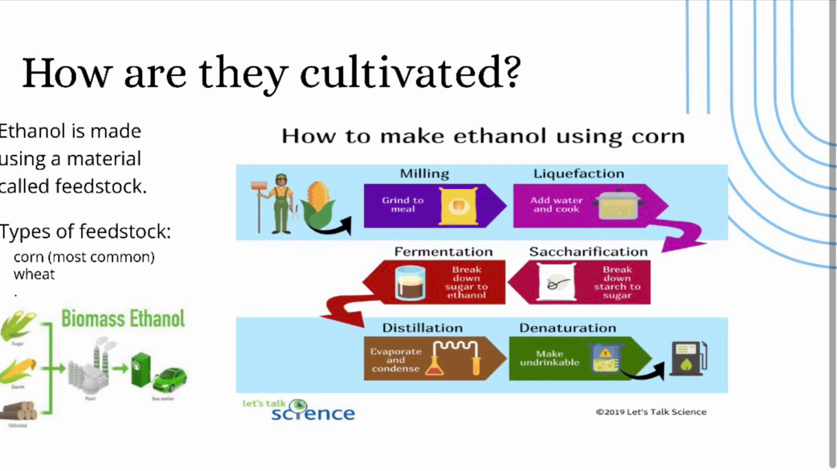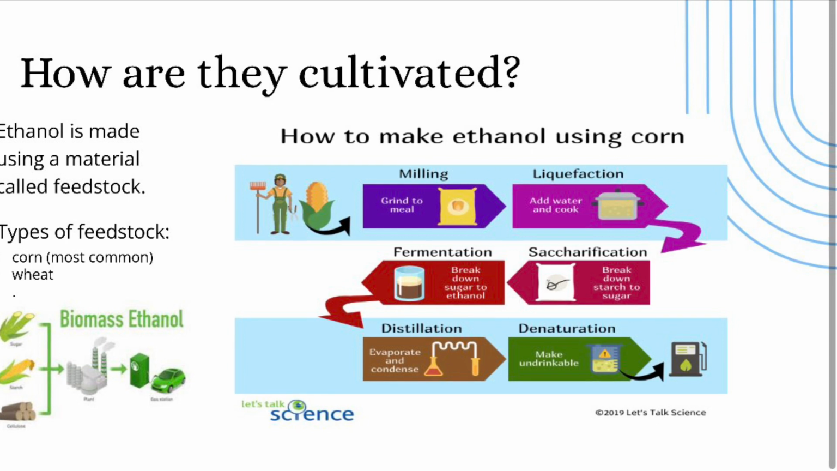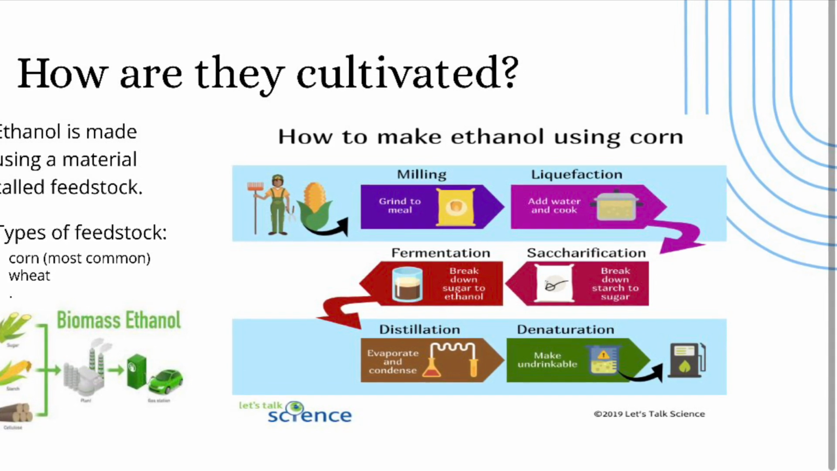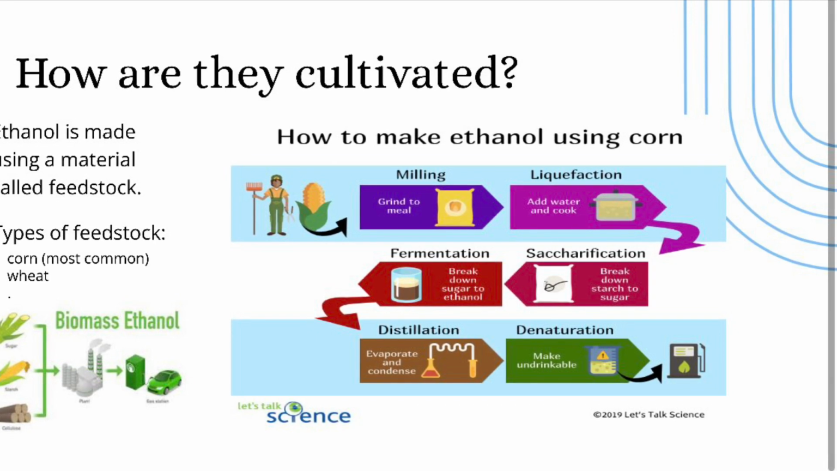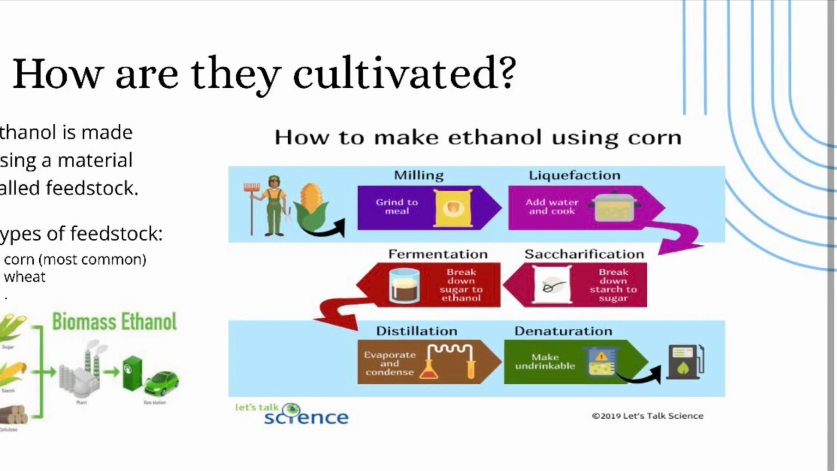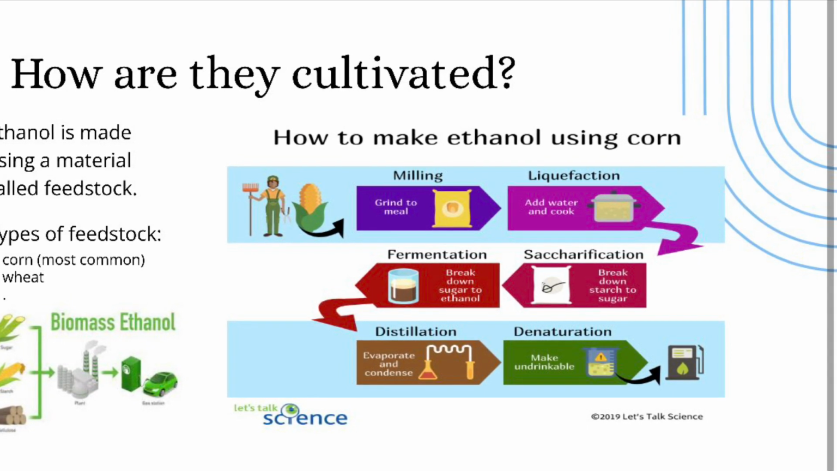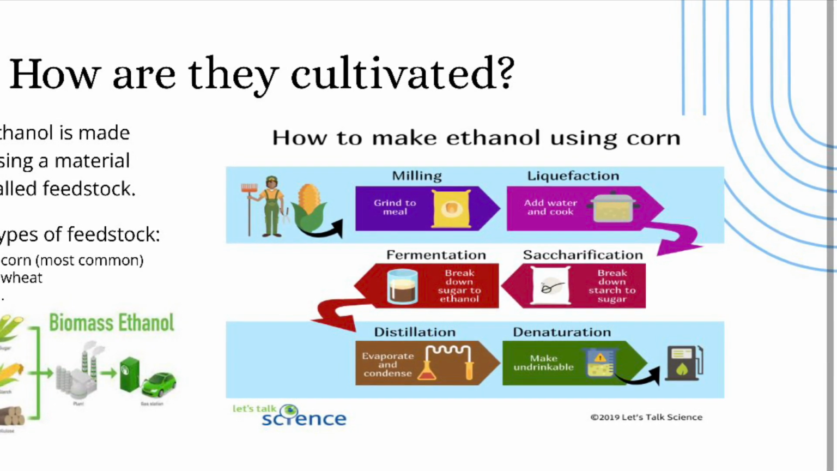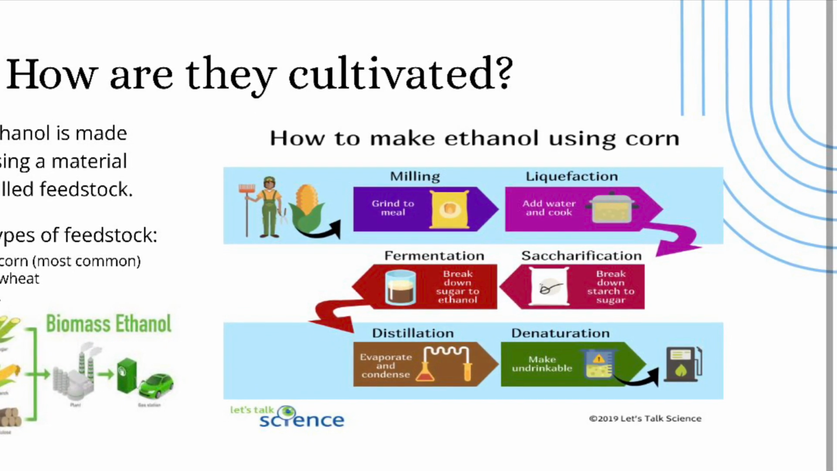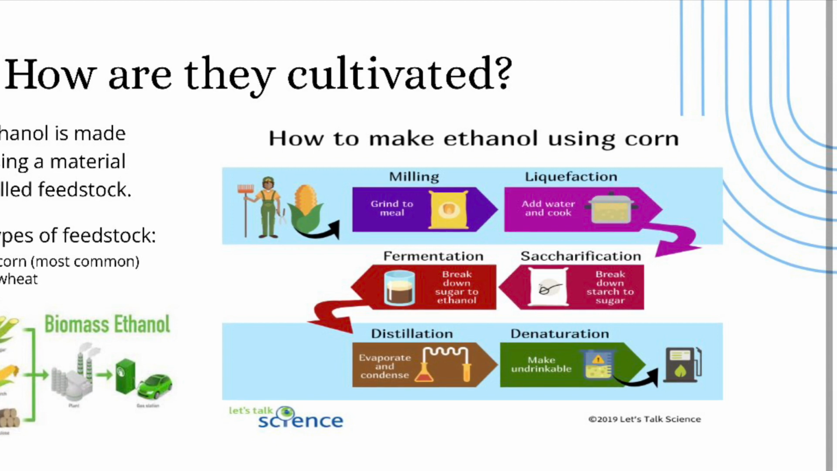In the milling process, we grind it to a meal, and then we transition into the liquefaction. Here's where we add water and let it cook. And then from there, we move into saccharification. This is where the breakdown of starch to sugar occurs. From that step, we then go into fermentation, which is a familiar term that we've learned. And here's where we break down sugar to ethanol.